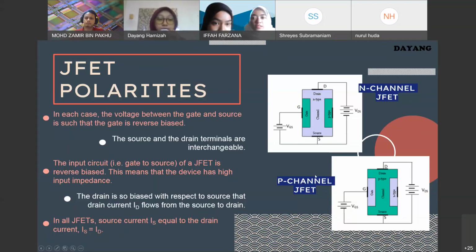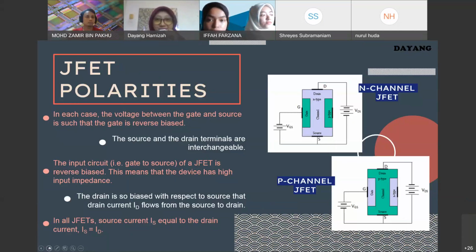The input circuit, for example, here we take gate to source of the JFET, is reverse bias, as I said before, which means that the device has high input impedance. The drain is so biased with respect to source that the drain current flows from the source to drain, which means the current flowing upwards. In all JFETs, usually source current will be equal to the drain current. Next.